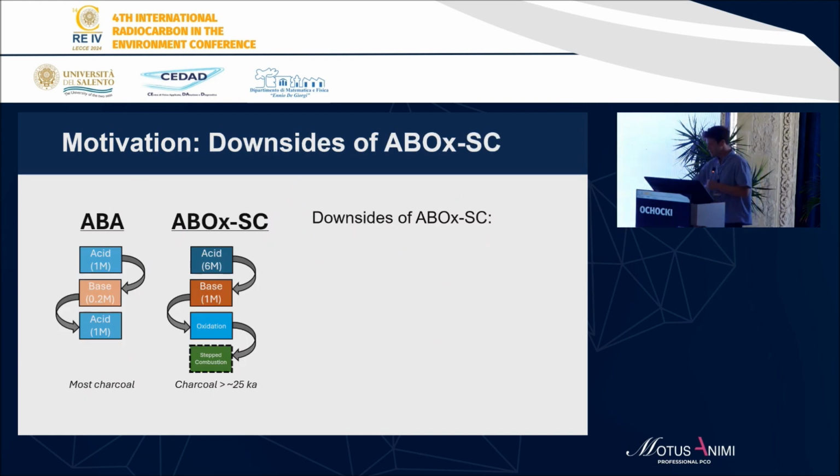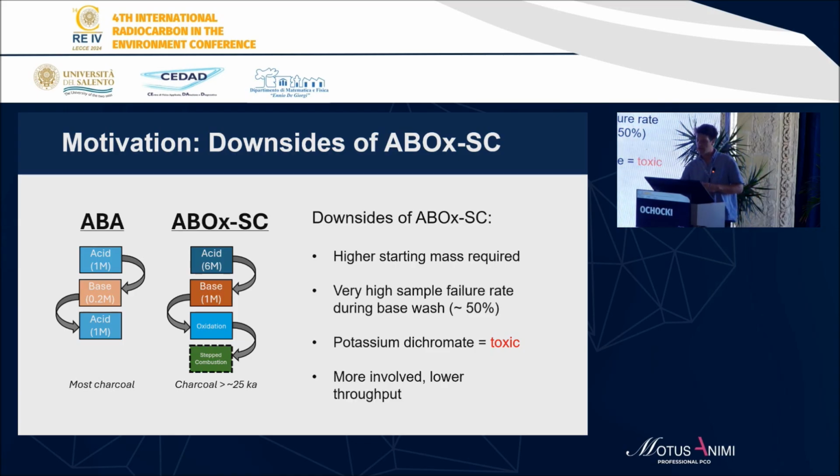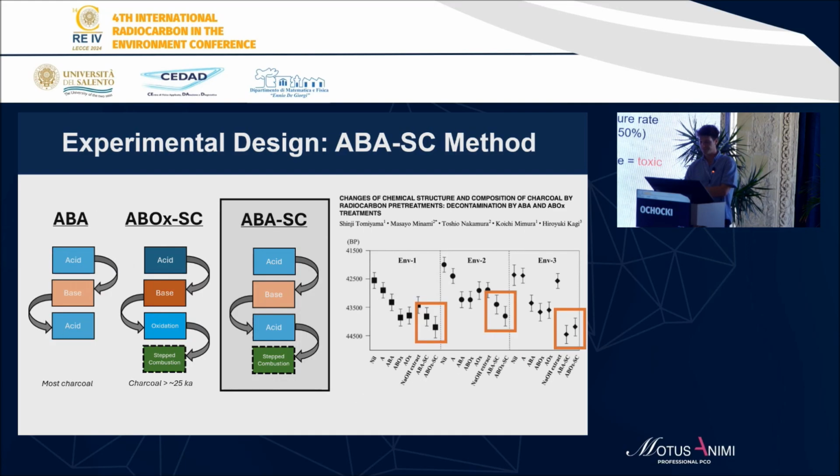And some other downsides of ABOX are that generally we need a higher starting mass, a high amount of charcoal, which is not always possible. Also, it has a very high sample failure rate overall, particularly during the strong, high concentration base wash. As I mentioned before, the potassium dichromate is difficult to work with. And it's generally more involved, so we are only working on 5 to 10 samples at once, meaning we generally have a lower throughput with ABOX.